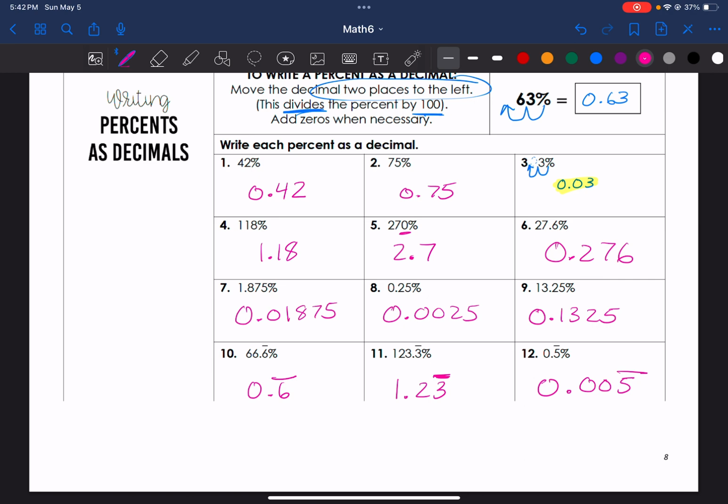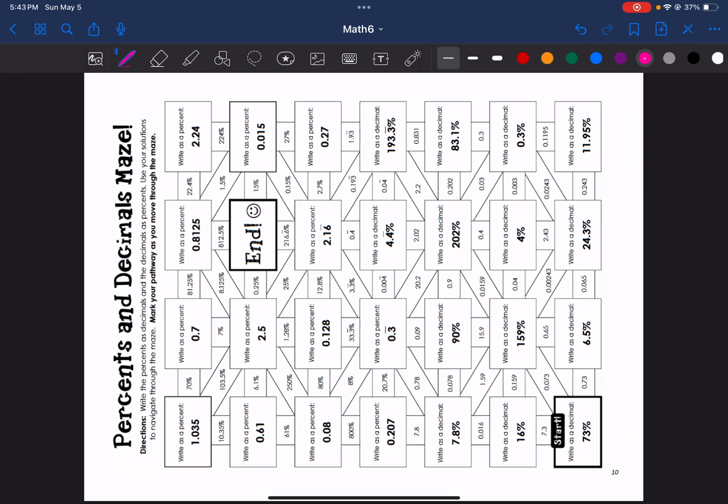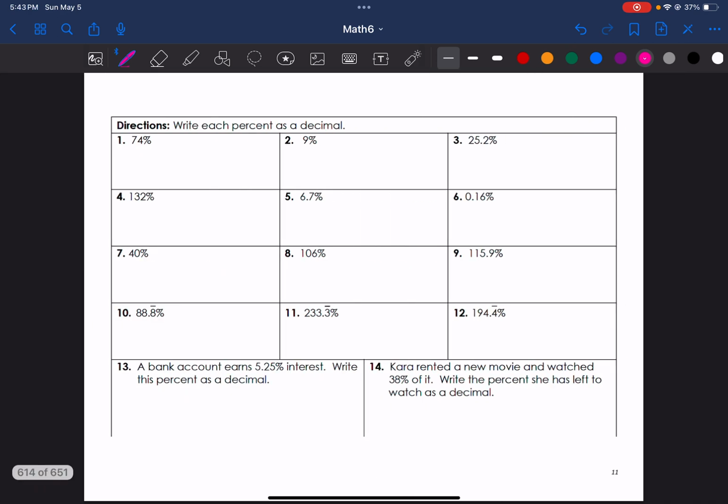If you want more practice on this, you can absolutely practice on page 10, which gives you a lot of practice of the lesson from last class and this class, the last lesson and this lesson. You could also go to page 11 to change these percents into decimals.